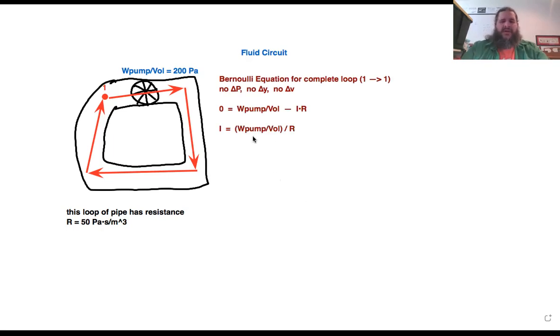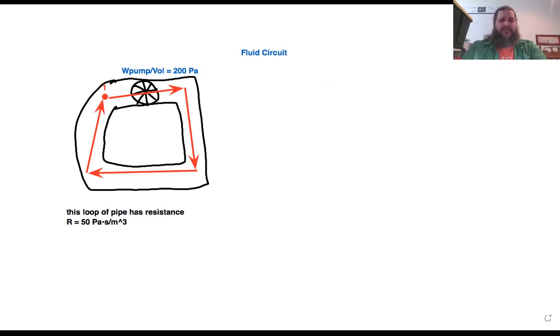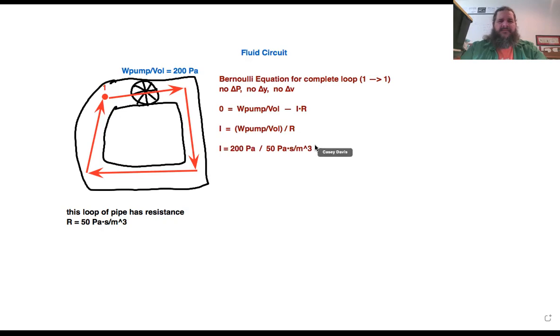even plug in any numbers, that a stronger pump is going to lead to more current and a more resistant pipe is going to lead to less current, which is what we should expect since resistance represents essentially the difficulty level. If we fill in these numbers, 200 pascals divided by 50 Pascal seconds per cubic meter, what do we get?